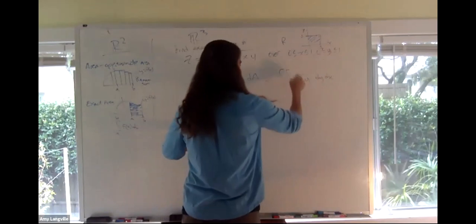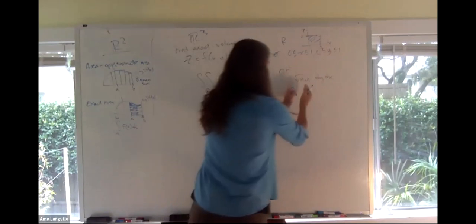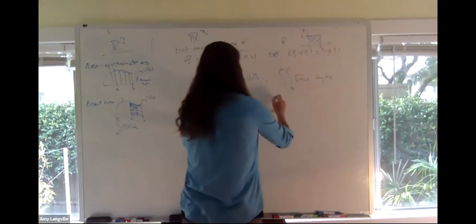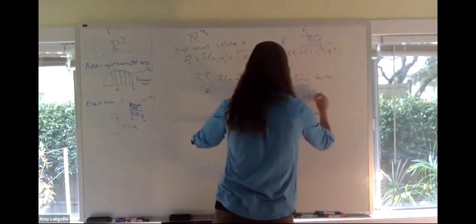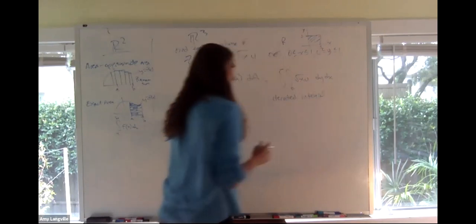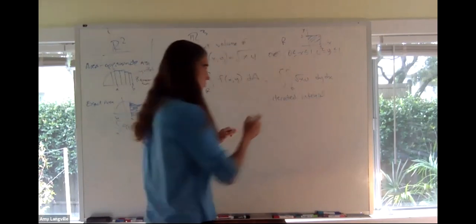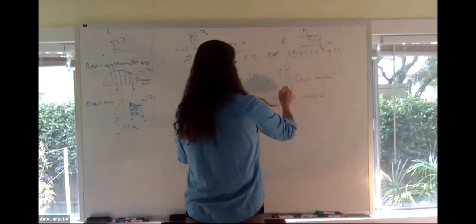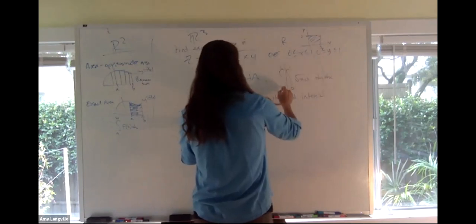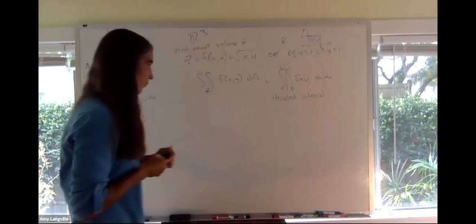Y goes from 0 to 1, and then this is called an iterated integral, which we work from the inside out. So we really think about doing that integral first, and then the last one is x goes from 0 to 1.